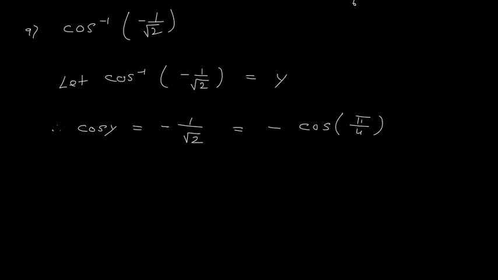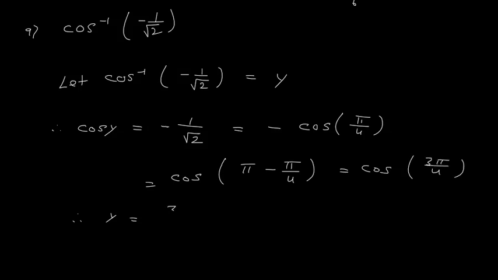which is equals to, now the principal value branch of cos is 0 to pi. So I want answer between 0 to pi. So this minus I have to remove because here we have cos pi. So this is cos of pi minus pi by 4. I hope you know all these formulas. Therefore, you get y equal to pi minus pi by 4 is what? Is 3 pi by 4. So y is 3 pi by 4.